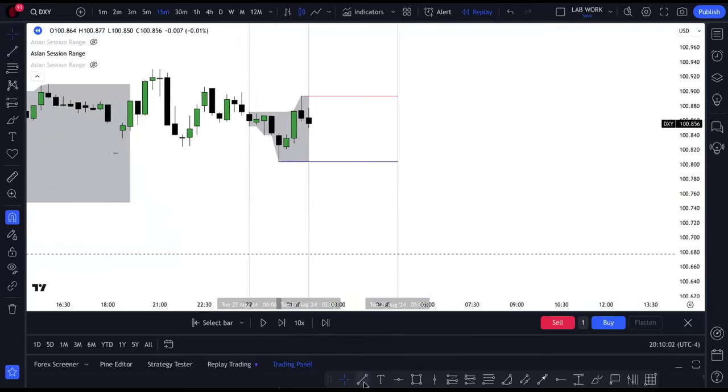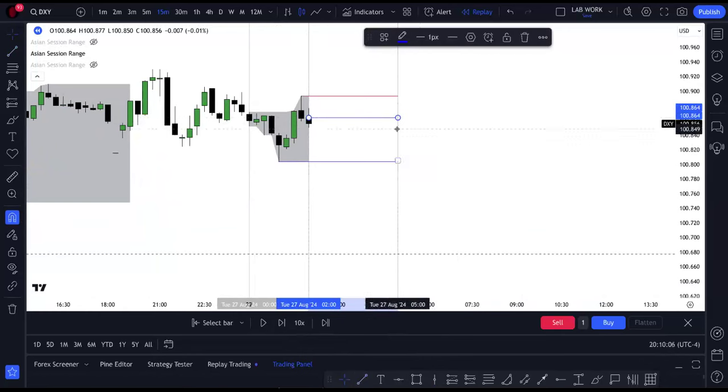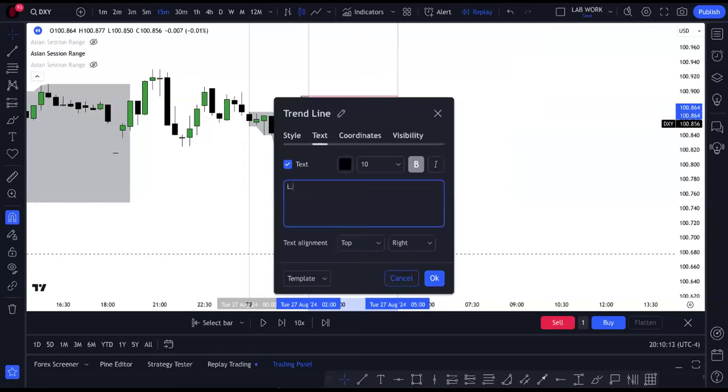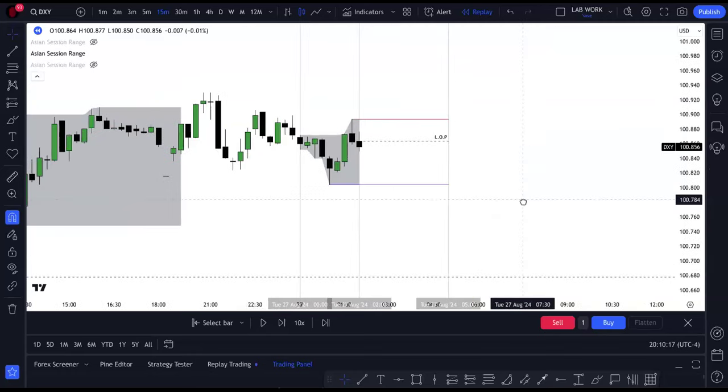Now, we're going to mark off the opening price for the kill zone. I like to start my kill zone off at 2 a.m., opening price for London. So we'll keep it as acronym LOP, London opening price, so we're not confused.